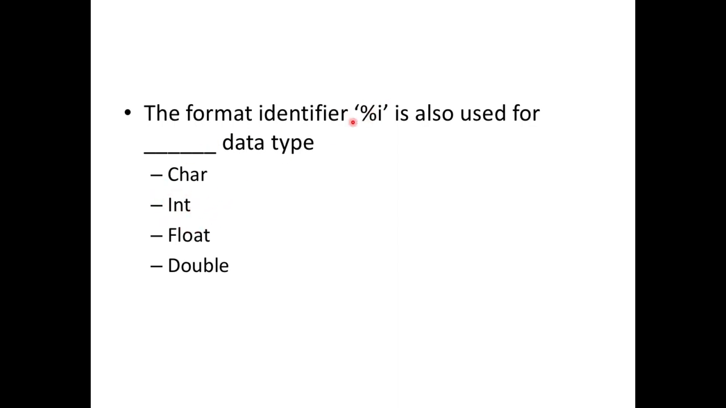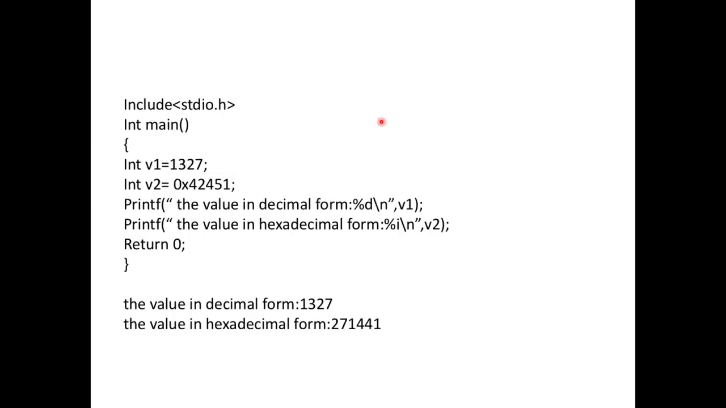So what does this %i do? Here, %i will also take inputs like decimal or octal or hexadecimal. Octal will be referred to with 0 and hexadecimal with 0x, right? So that will be converted into a decimal integer.